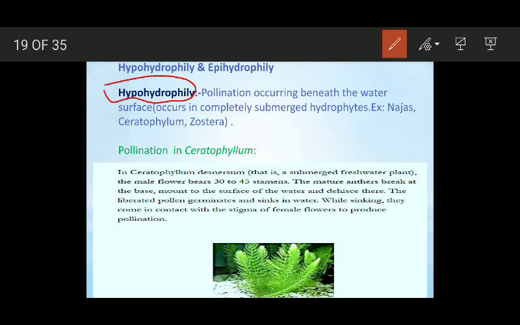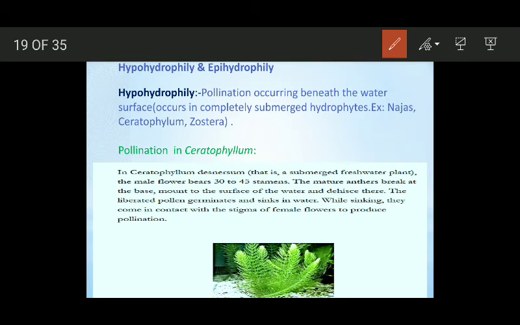Pollination is happening, but under the surface of water. It occurs in completely submerged hydrophytes, completely submerged plants like Najas, Ceratophyllum, and Zostera. Now we will study hypohydrophily in Ceratophyllum. In Ceratophyllum demersum, which is one of the species of Ceratophyllum, it is a submerged freshwater plant. The male flowers of this plant bear 30 to 45 stamens. They bear a large number of stamens.